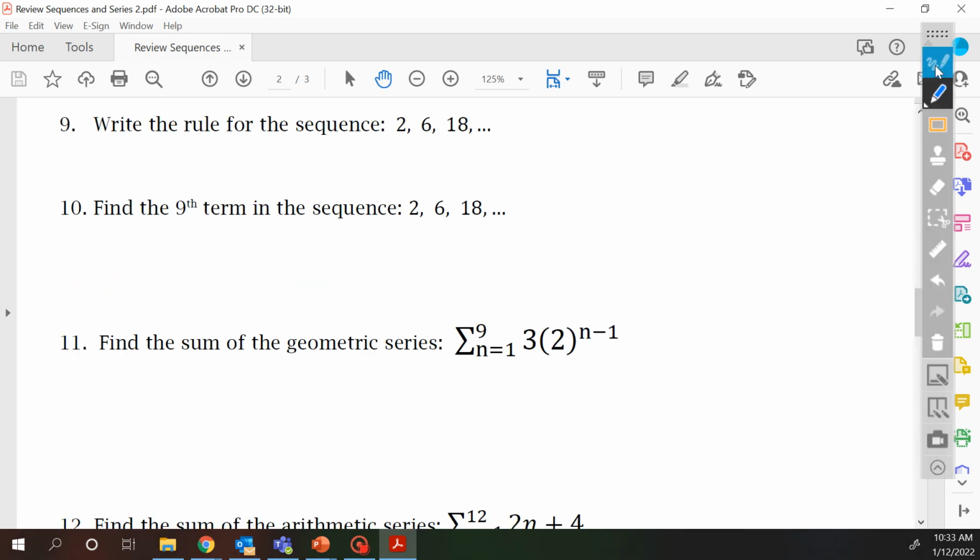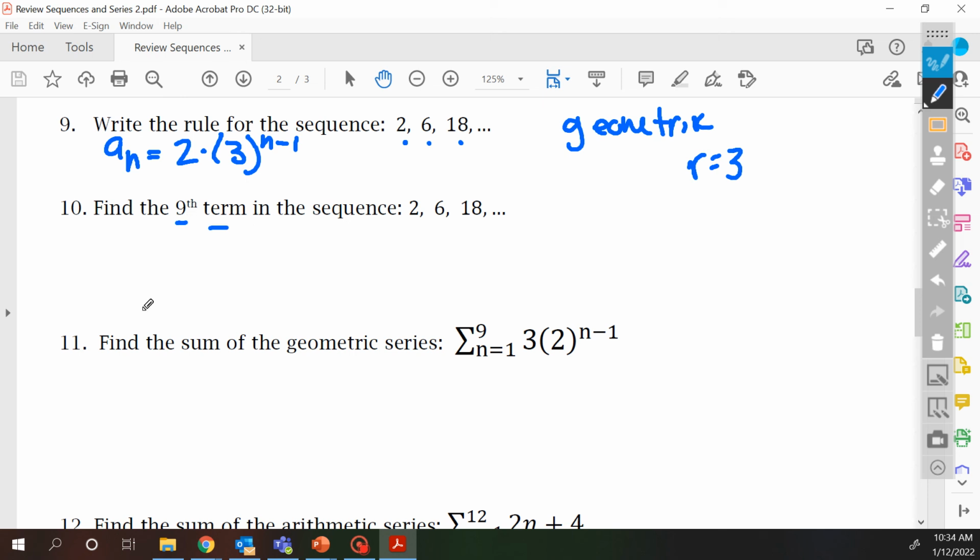Number 9, write the rule for the sequence 2, 6, 18. All right, well, it's clearly geometric. It's being multiplied by 3 each time. The ratio is 3. So once again, same thing. The rule is a_n equals the first term 2 multiplied by the ratio 3 to the n minus 1 power.